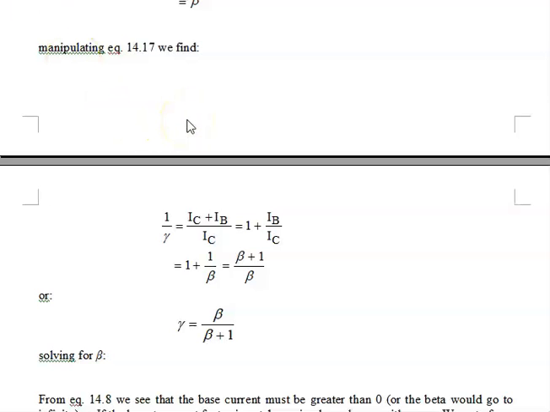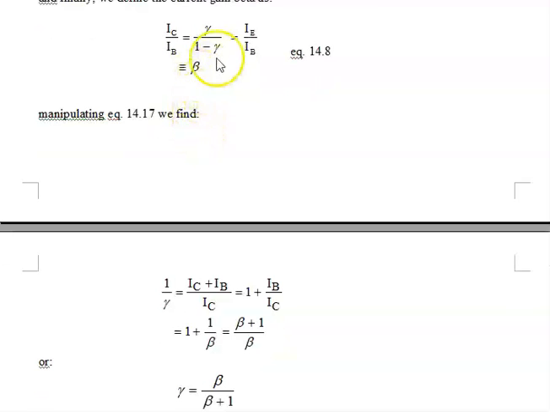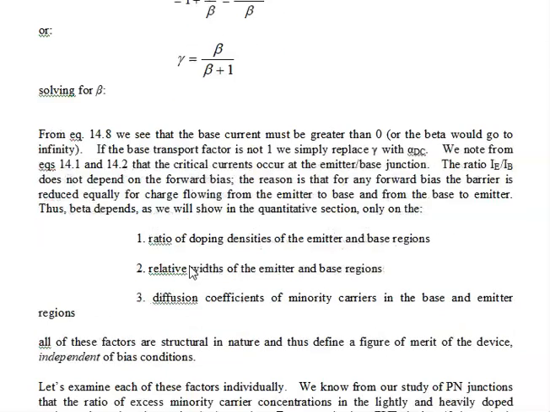And just some simple algebraic manipulation. We can solve for beta as a function of gamma just by basically taking this equation and first turning it on its head, and then just using basically high school algebra to find that gamma is equal to beta over beta plus 1. And we can see, for example, that if beta is 100, then gamma is about 0.99. So it's the same as we've seen previously.